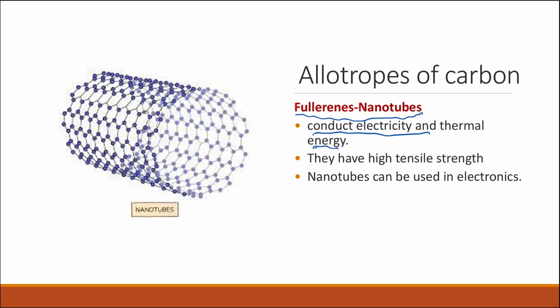meaning it doesn't break when stretched. This is why nanotubes can be used in electronics to strengthen material without adding much weight. They are very, very light in the same way as the graphene, and they conduct electricity as well. So they can be used in electronics, and they also can be used to strengthen material without adding much weight.